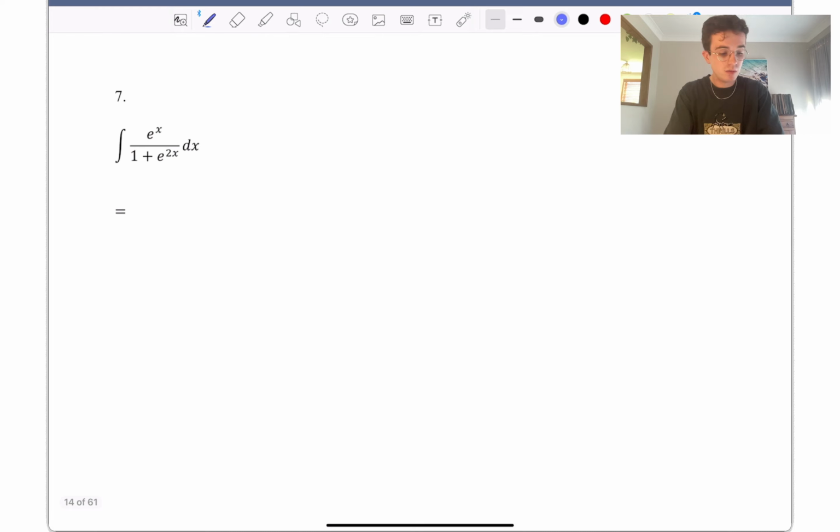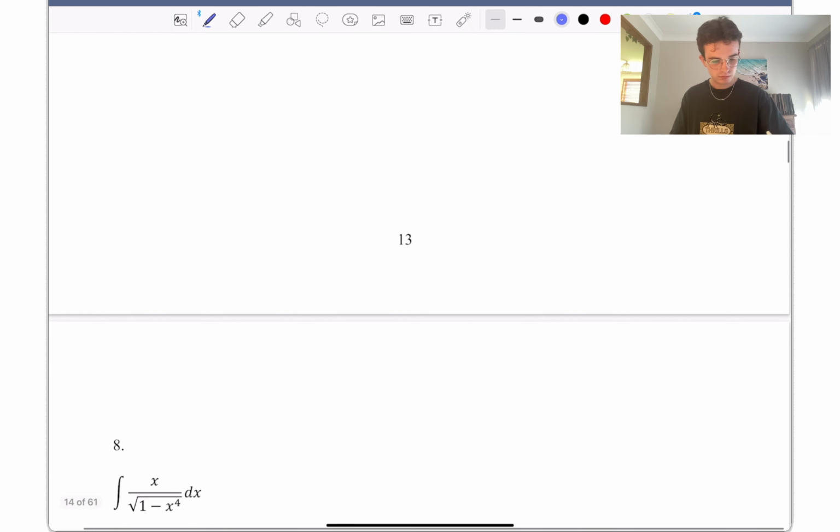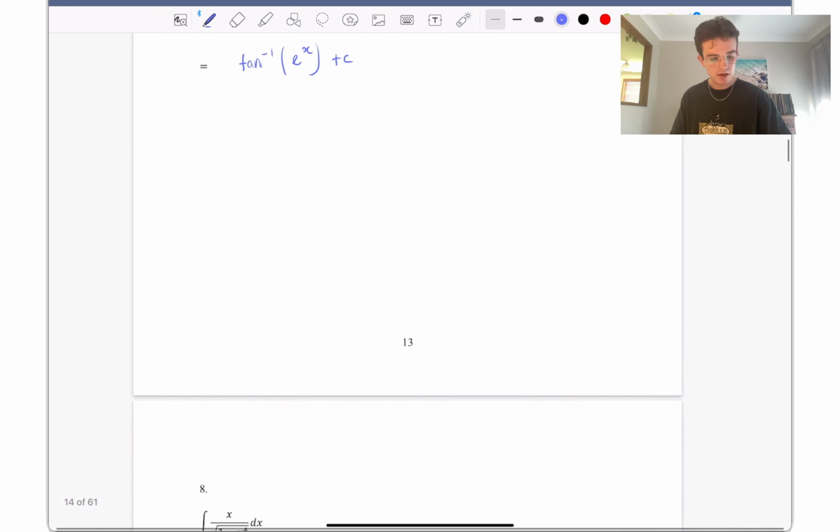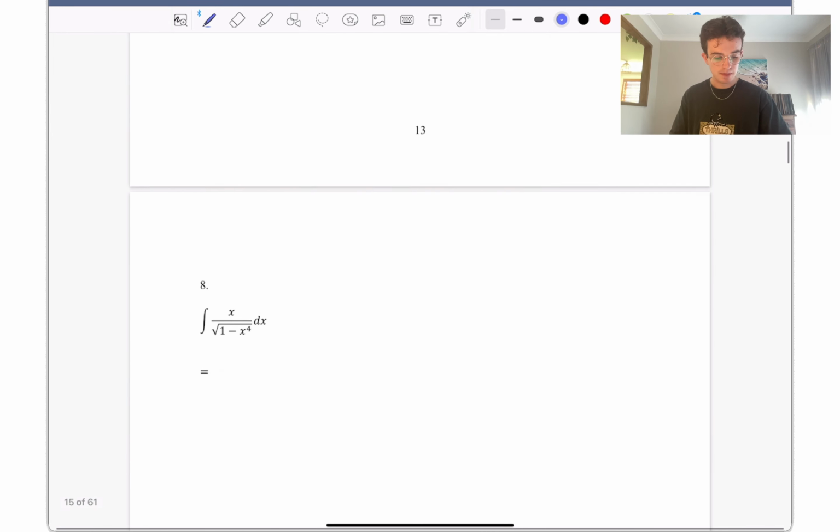Okay, this one's a lot easier than the previous one. The integral of e to the x over 1 plus e to the 2x squared. So we can see that this is kind of looking like it's in the form of tan inverse of x. Now e to the 2x is the same as e to the x squared. And if we differentiate e to the x, we get e to the x. So this is just in the form tan inverse of e to the x plus c.